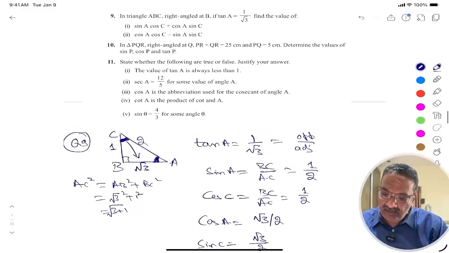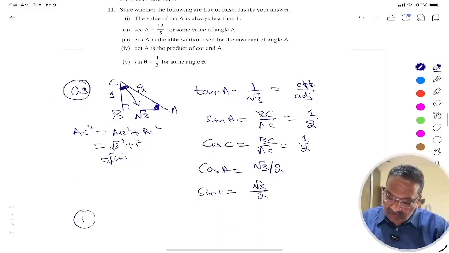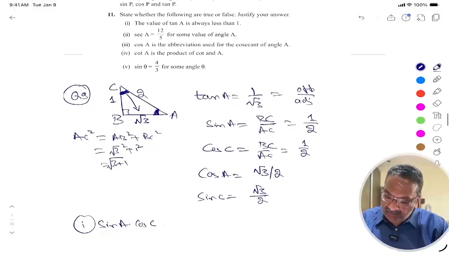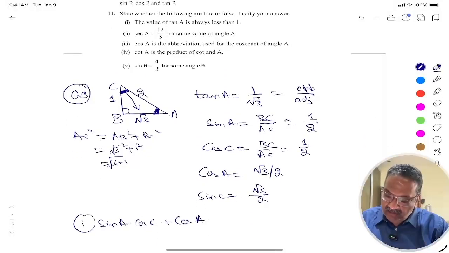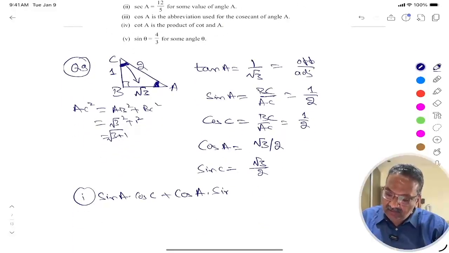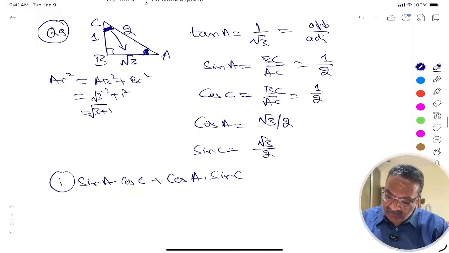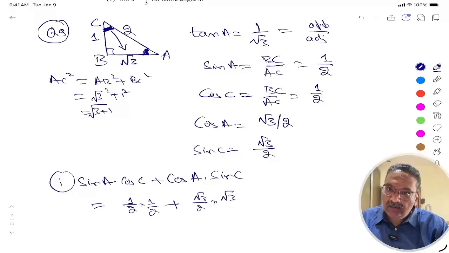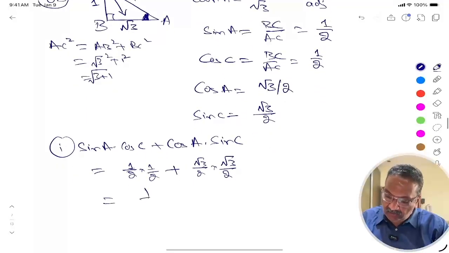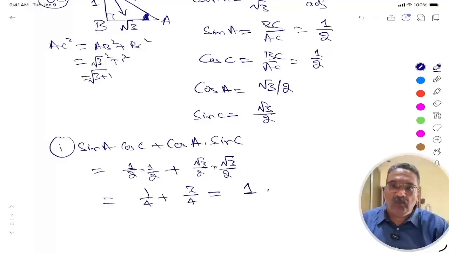First one, sin A into cos C plus cos A into sin C. So from the values we get, this is equal to, what is sin A? 1 by 2 into cos C is 1 by 2 plus cos A is root 3 by 2 into root 3 by 2. This is equal to 1 by 4 plus 3 by 4, which is equal to 1.